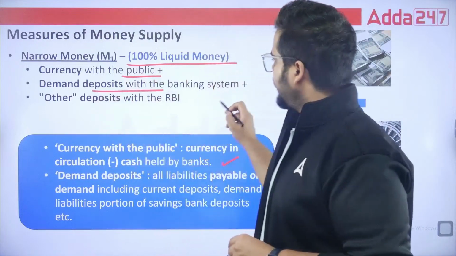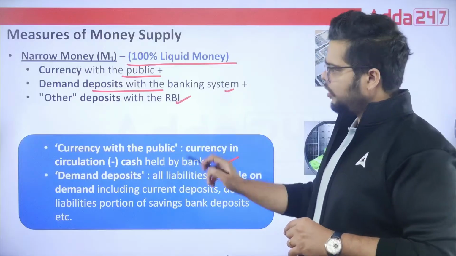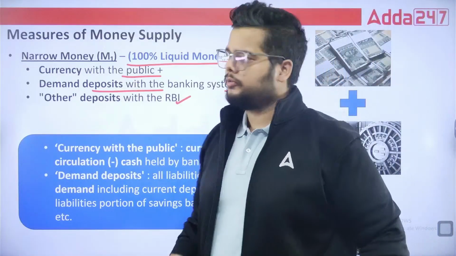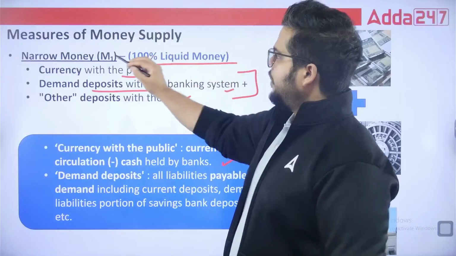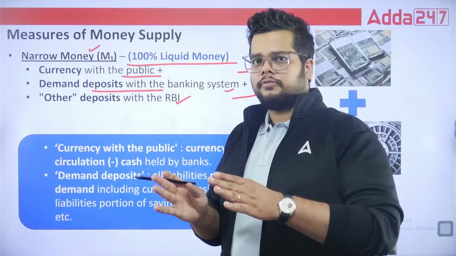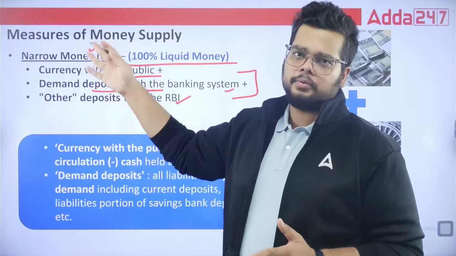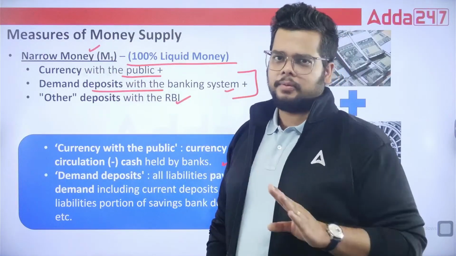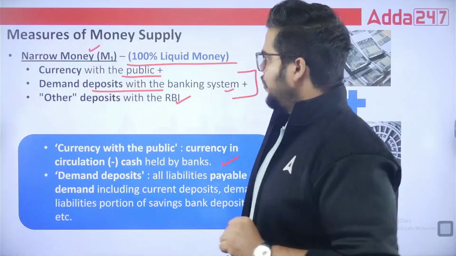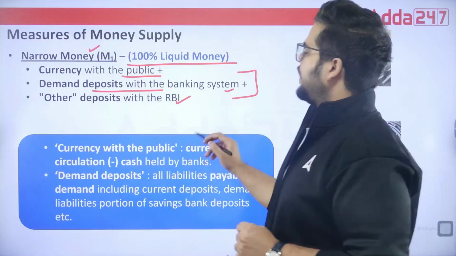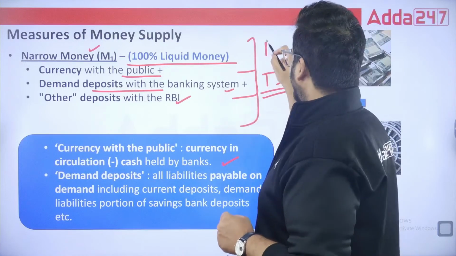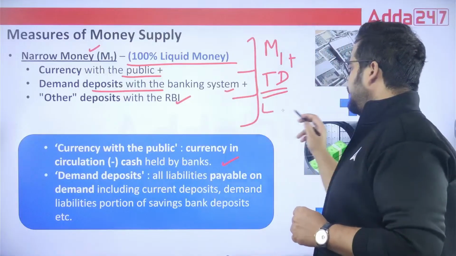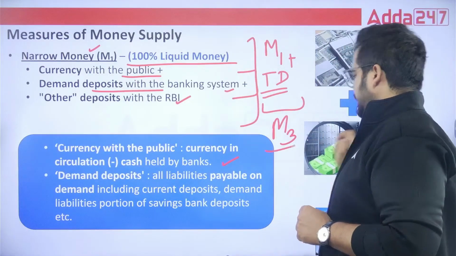Demand deposit with the banking system, you will be adding that also, along with the other deposits with the RBI. So from here you will find a reference of demand deposit. M1 is also known as narrow money. Why? Because of the opposite nature as compared to the broad money. That is why it is known as narrow money. Nothing else is the reason. What is broad money? Simply, you are adding the time deposits to M1. M1 plus time deposits, you will get the broad money, that is M3.